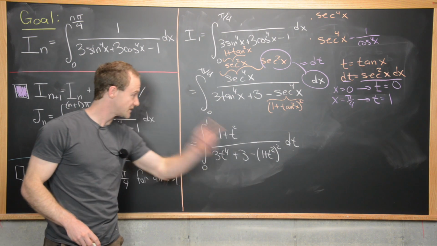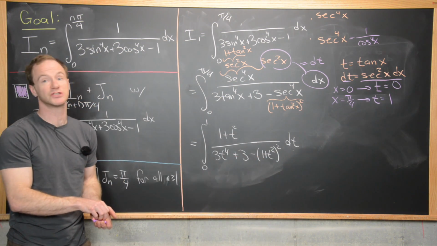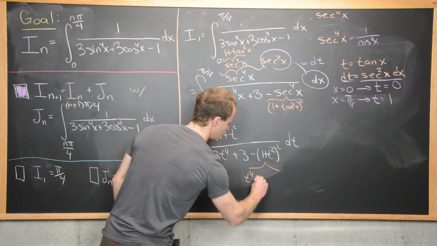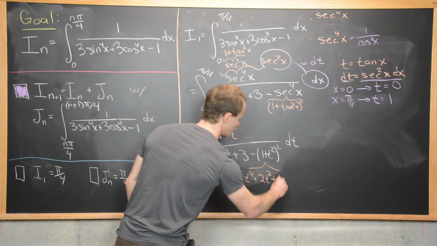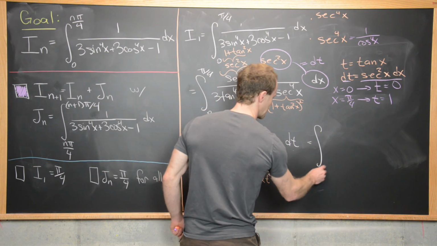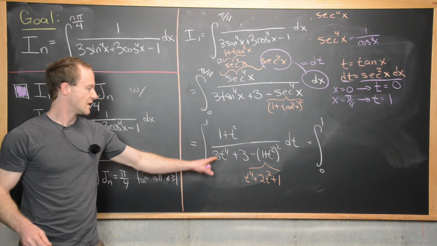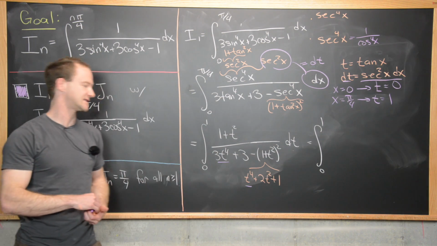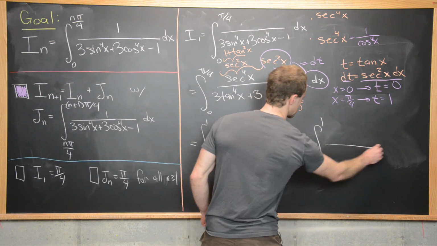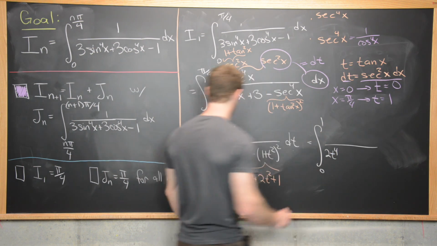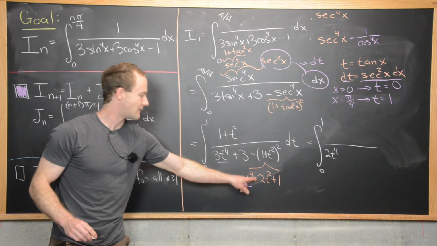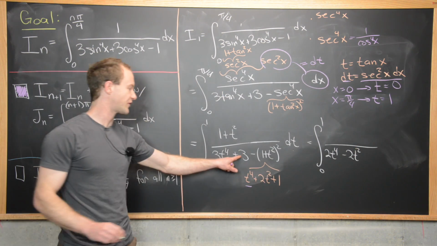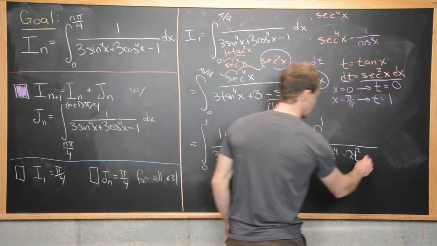Now let's multiply out this 1 plus t squared squared term and see what happens. That's going to give me t to the fourth plus 2t squared plus 1. Let's see what that leaves us in the denominator. So we've got the integral from 0 to 1. We have 3t to the fourth minus t to the fourth because we have this minus sign right here. So that's going to give us, in the denominator, 2t to the fourth. Good. And then now I have minus 2t squared.